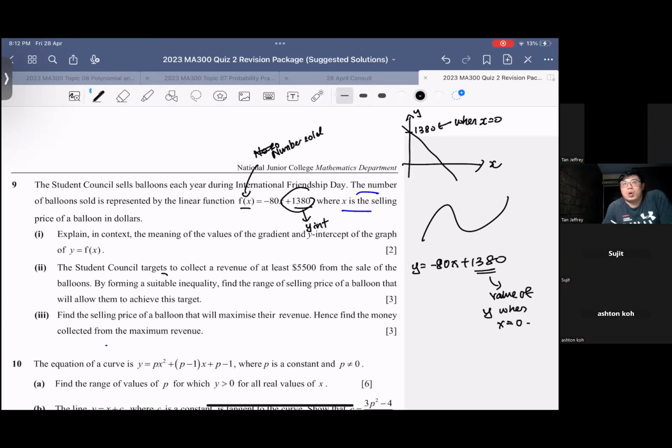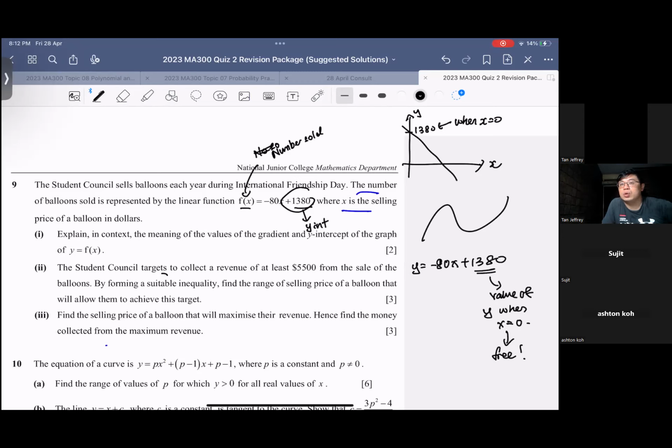What does y mean? Y will refer to the number of balloons that I will sell if I give away for free. Because x equals 0 basically means that it's free. It means that your selling price is free. That means I'm not selling anything. My balloon is giving away for free. So far, okay? Because when x equals 0 literally means the y-intercept.